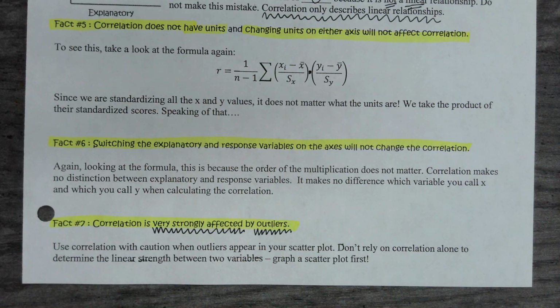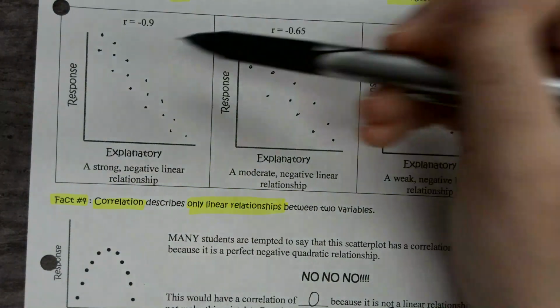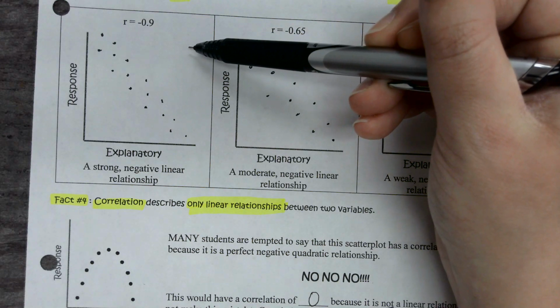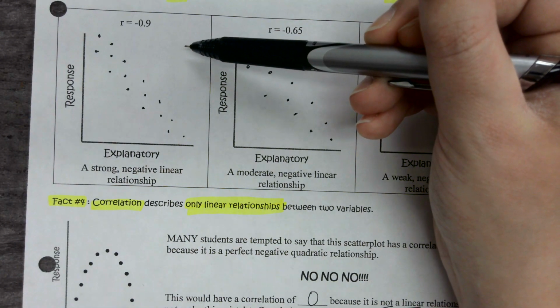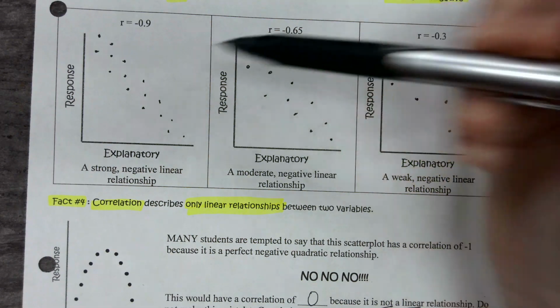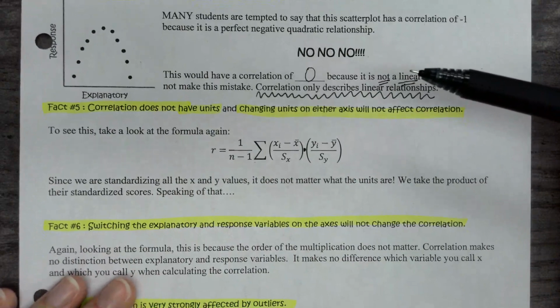Very strongly. Think about it. If I had some type of outlier up here or up here, it's going to weaken that linear relationship. It's going to pull my R value because we're looking at each individual X and Y in the calculation.